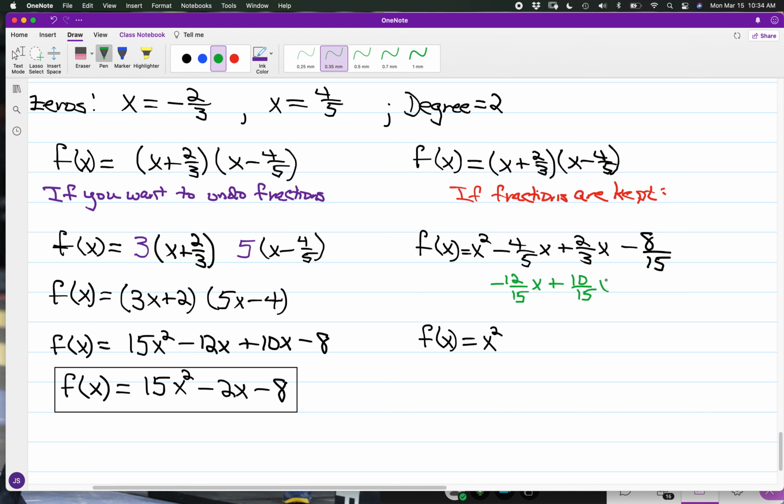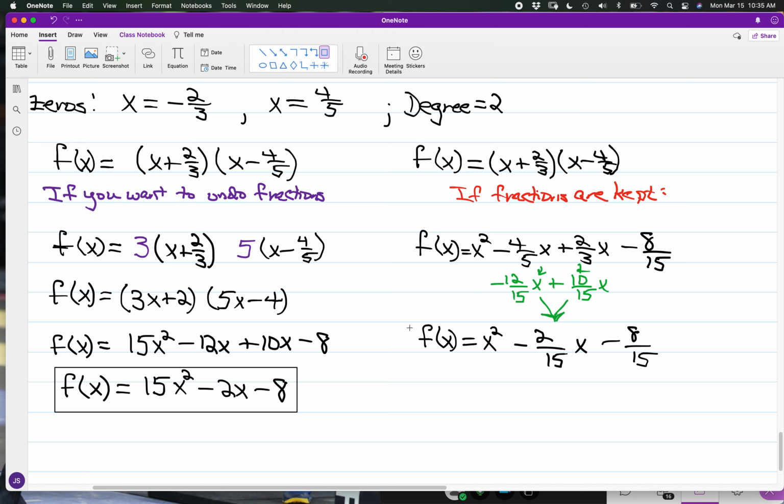Now the least common denominator for both of these will be 15. So negative 4/5 will be negative 12/15. 2/3 will be 10/15, and negative 12/15 plus 10/15 is going to be minus 2/15 of x. And we have minus 8/15. And this is also a correct answer.